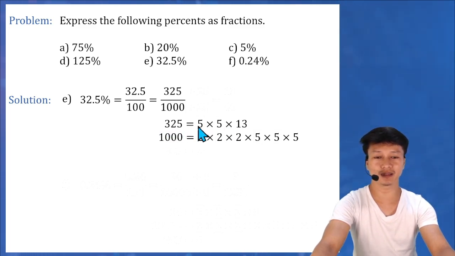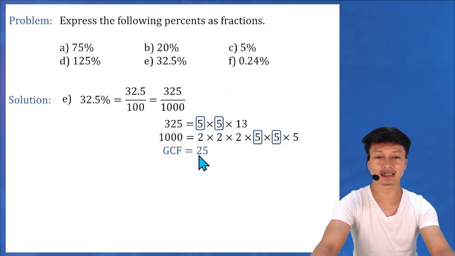So we have dalawang 5 nandito, may dalawang 5 din tayo, and so masasabi natin that 5 times 5 equals 25 is the GCF of our given numbers. So, pwede na natin i-divide yung 325 and 1,000 by the greatest common factor which is 25. So, divide by 25, 1,000 divided by 25. And then divide 325 by 25 and that gives us 13. And then 1,000 divided by 25 is 40.